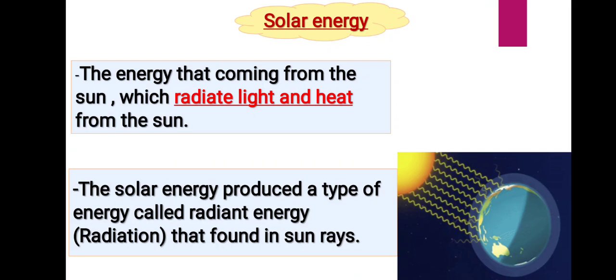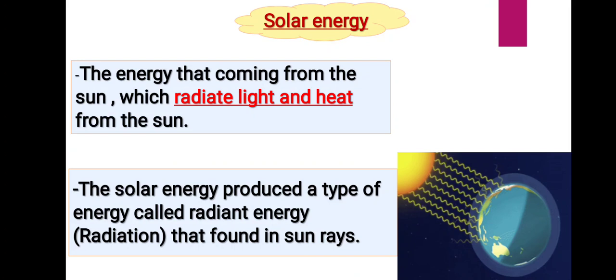the earth's surface. The sun produces a huge amount of light and a huge amount of heat. Not all the light and not all the heat reach the earth's surface, but the light and the heat that do reach the earth's surface are called radiation energy. Solar energy produces a type of energy called radiation energy, which is the light and the thermal energy that can reach the earth's surface in the shape of sun rays.